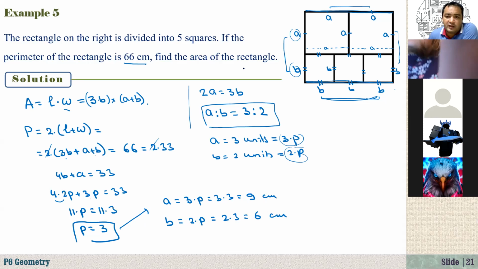What is the question? Find the area of the rectangle, right? So I have to just substitute here. So here we have 3 times b, and b is 6. So it is 3 times 6 times a plus b. What is a plus b? a plus b is 15. And 3 times 6 is 18. 18 times 15, what is 18 times 15? It is 270 centimeters squared.